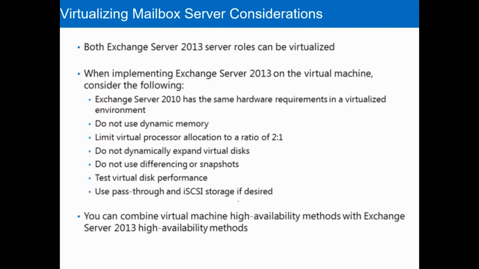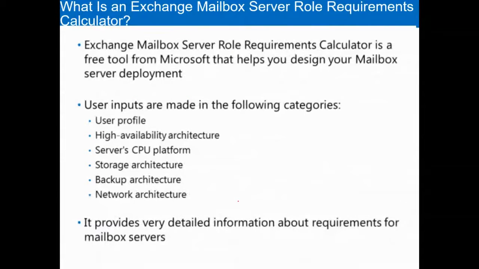Do not use differencing disks or snapshots. The virtual disk performance must be considered, and use pass-through iSCSI storage if desired. You can combine virtual machine high availability methods with Exchange Server 2013 high availability methods.